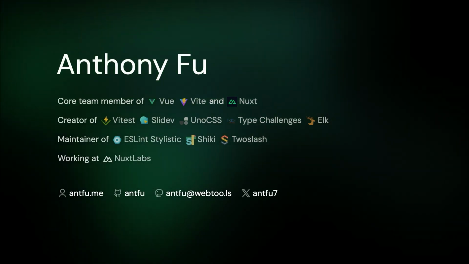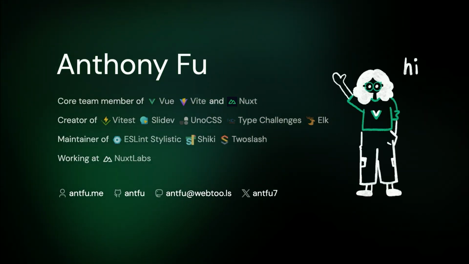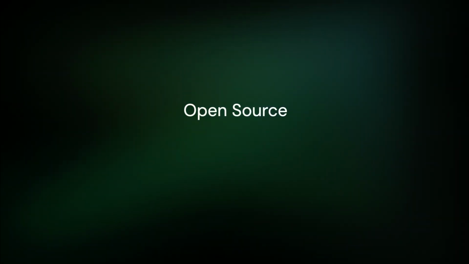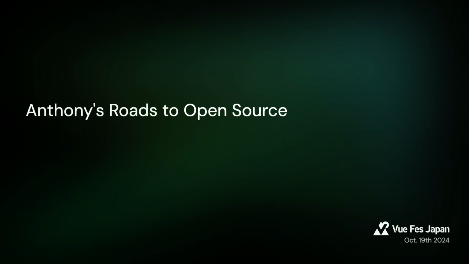So let me introduce myself quickly. My name is Anthony Fu, and I'm the core team member of Vue, Vite, and Nuxt. I'm also the creator of Vite, Nuxt and a few other open source projects. I'm currently at Nuxt Lab on the framework team, so you can find me on social media with the links below. So today I'd like to talk about open source again. It is my own journey with open source.